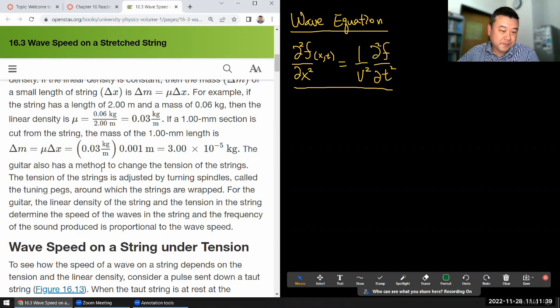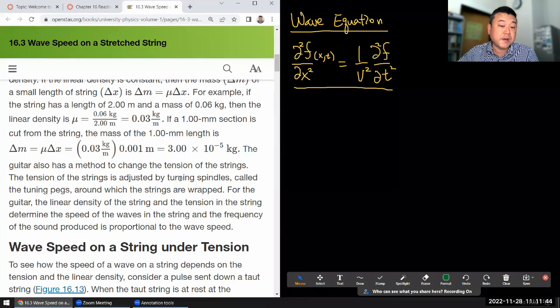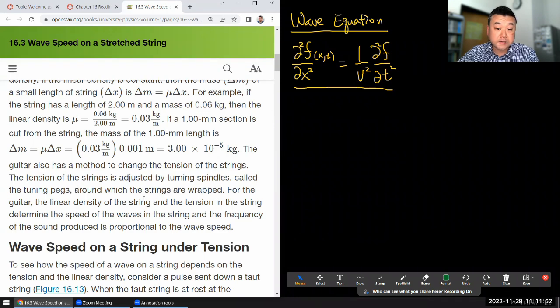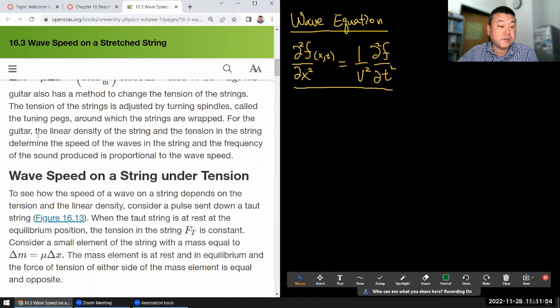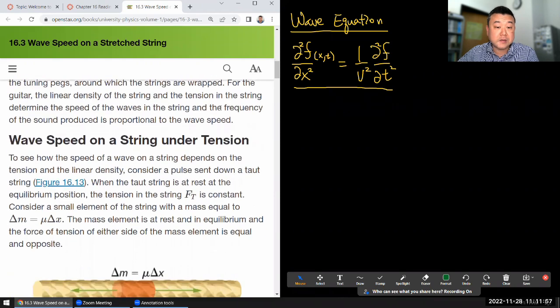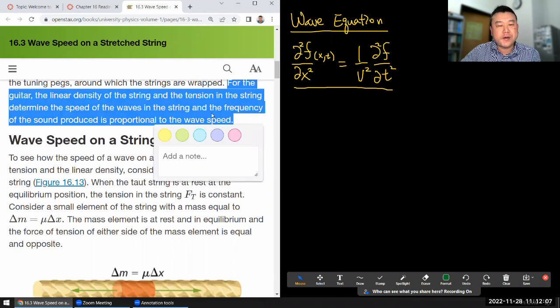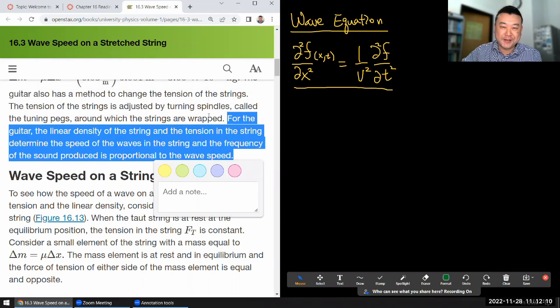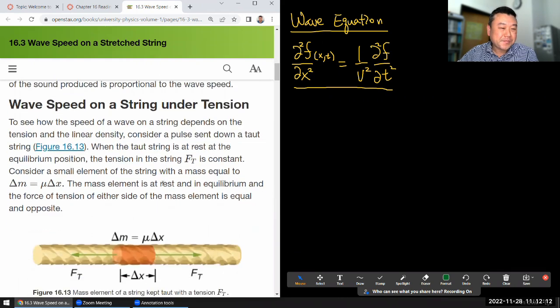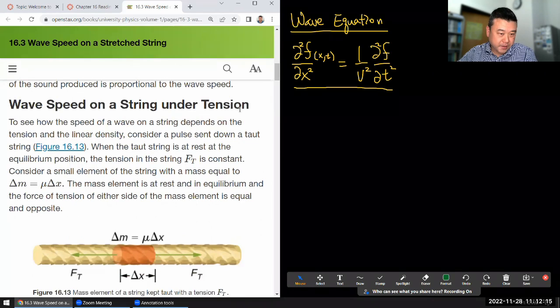The guitar also has a method to change the tension of the strings. The tension of the strings is adjusted by turning spindles called the tuning pegs around which the strings are wrapped. For the guitar, the linear density of the string and the tension in the string determine the speed of the waves in the string, and the frequency of the sound produced is proportional to the wave speed. And I guess in this section they are not making it explicit, there's also standing waves stuff happening. That's chapter 17 material.